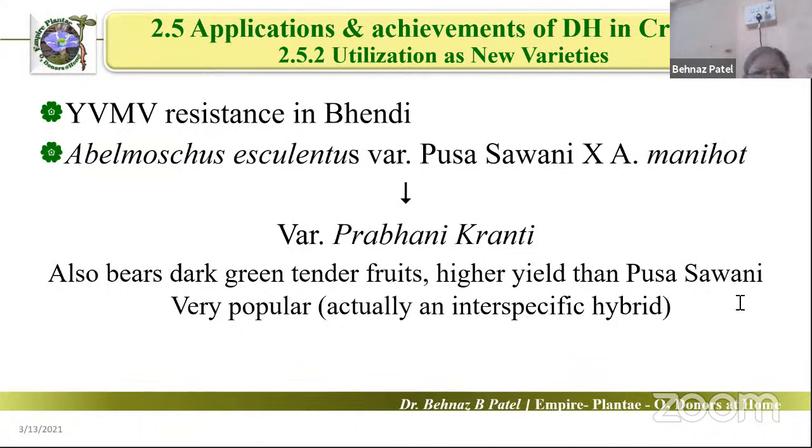So Parbhani Kranti also was one of the high yielding, and it has very, very dark green fruits and extremely tender. The smaller fruits of Bhindi, when we go to select, are also less fibrous. It is a separate variety by itself. At a particular time in the market, you will get the smaller Bhindi, and at another time, you will get the larger one. The larger ones, of course, are more fibrous. It is not that the smaller ones have been allowed to grow large. The smaller one also is a separate variety altogether, and it is an interspecific hybrid in the case of Bhindi.